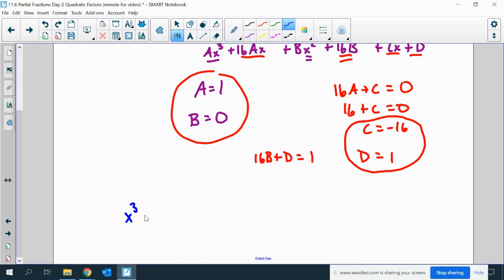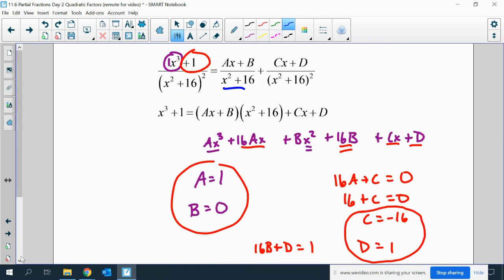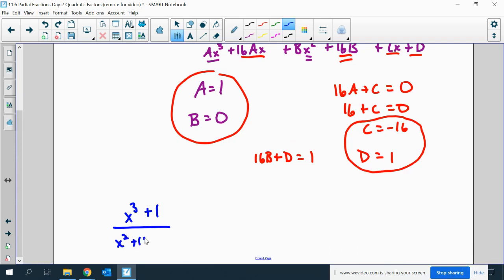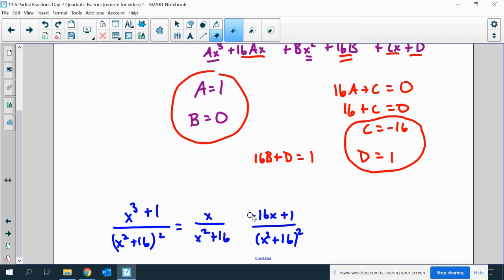So x cubed, was it plus 1? Over x squared plus 16 squared is equal to x over x squared plus 16 plus -16x plus 1 over x squared plus 16 squared. And then, like I have in the other problems, if I wanted to, I could factor out this negative sign and make it look like this.